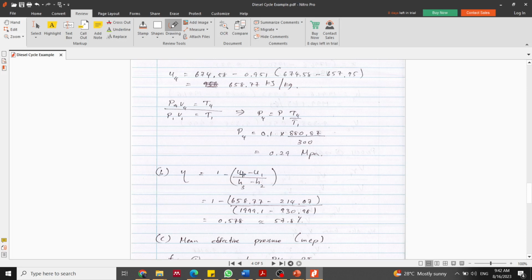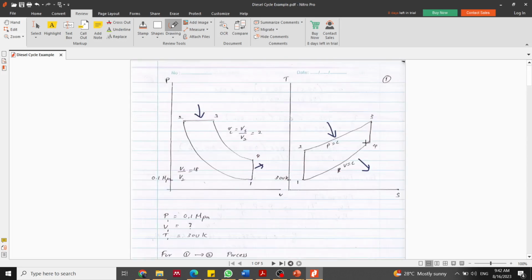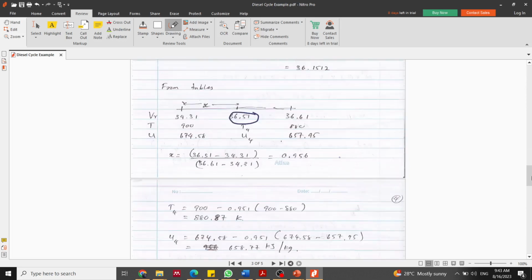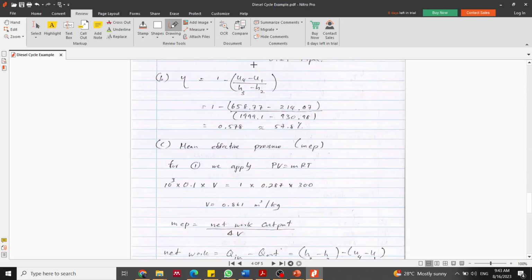So the Q out is U4 minus U1, right? So if we go and see, Q out is here, U4 minus U1, then Q in is H3 minus H2, that is what is here. Then we can substitute this value, then the eta becomes 0.578. Normally you may get slightly different values because I have made a mistake there, therefore you will get a slightly different value compared to this one. Okay, so that's it, eta is done.